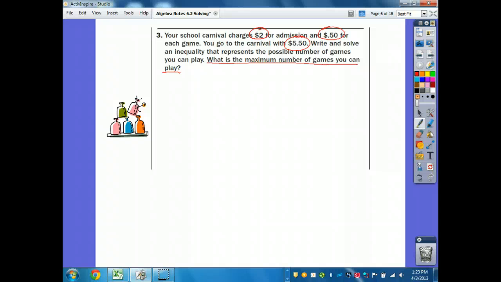Who wants to start it out? Sure, come on up. Give it a try. See what you come up with for your inequality. All right, we've got 0.5x plus 2 has to be less than or equal to 5.50.